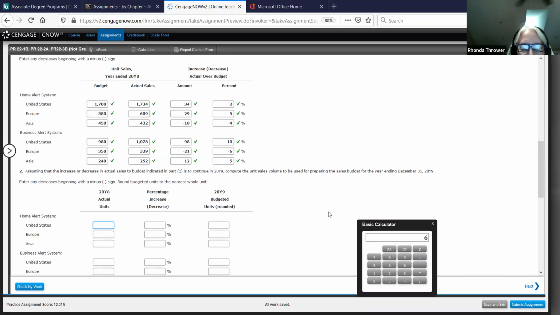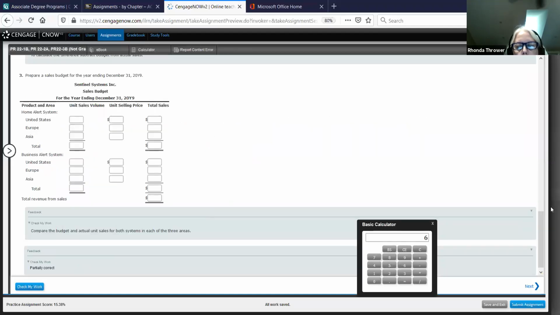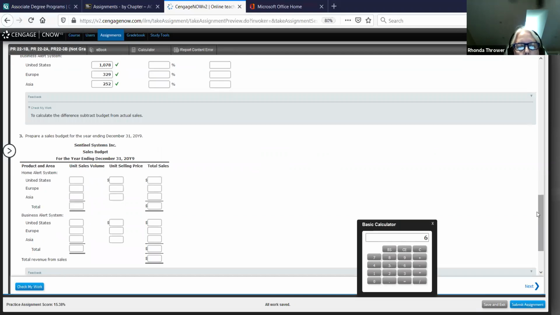So I'm going to start with 1734 and just bring it down. For Europe, it was 609. This is actual sales. And then for Asia, it was 432. I'm just bringing these amounts down. And 1,078, 329, and 252. And again, just a good idea to check your work and make sure you don't have anything wrong there. You didn't write anything down wrong.